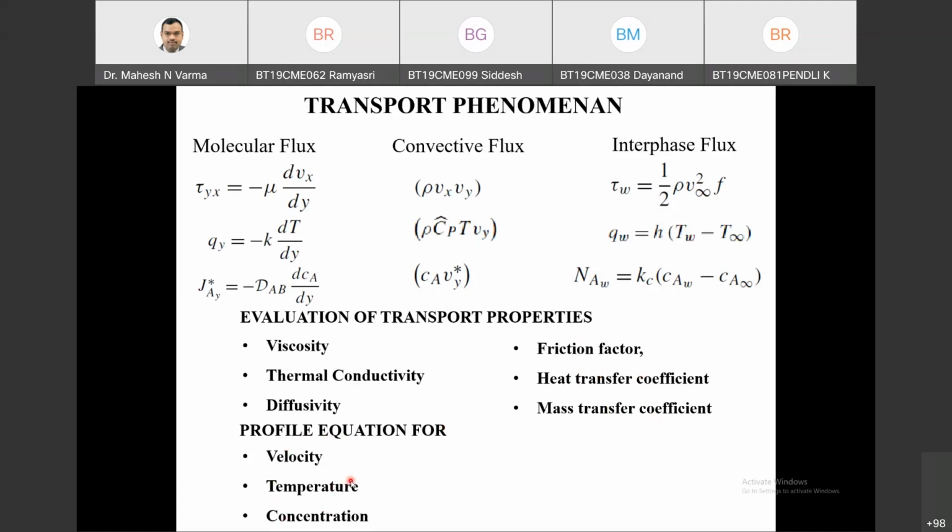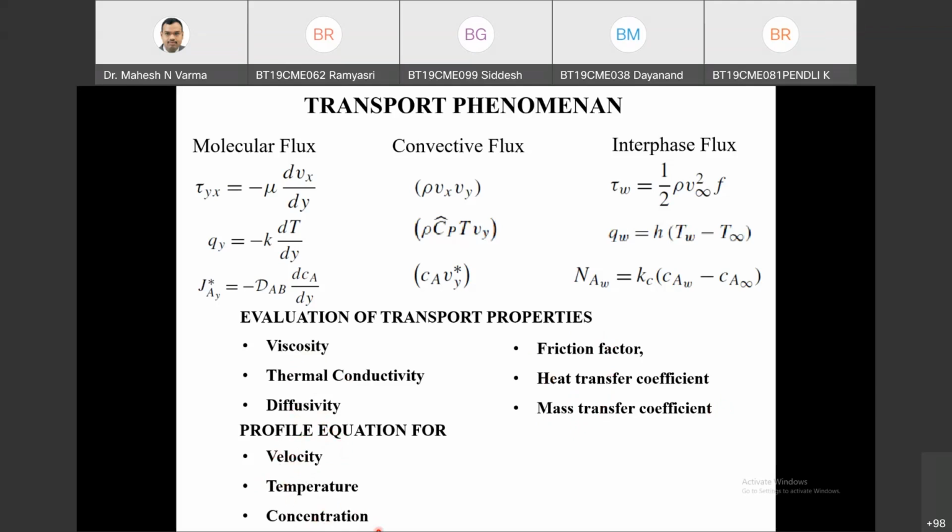So this is what you can say: our base is ready now. The base is ready for transport phenomena, on which we can build our information. What we are going to build is how to get the viscosity, thermal conductivity, and diffusivity, and how to get the friction factor, heat transfer coefficient, and mass transfer coefficient. Most of the knowledge we are going to discuss will be how to get the velocity profile, temperature profile, and concentration profile. This is what we are going to do hereafter in transport phenomena.